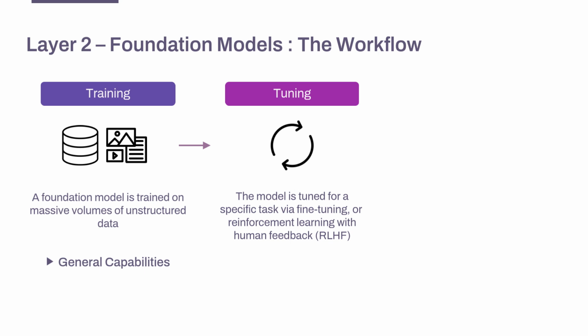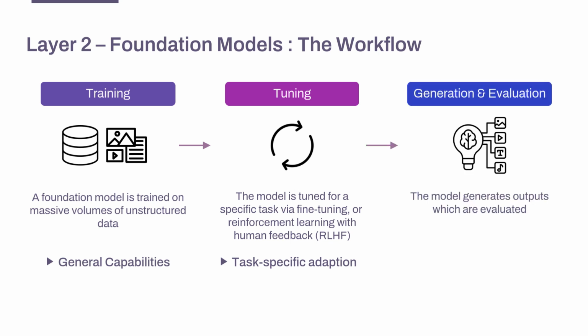Step 2. Tuning. Once the base model is trained, it's tuned for specific use cases. This can involve fine-tuning with domain-specific data or applying techniques like reinforcement learning with human feedback. Tuning helps align the model with business goals, safety requirements, and user expectations.